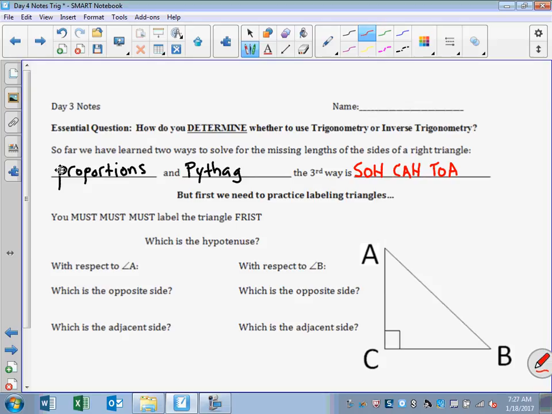So the first question it asks us here, if we're looking at this right triangle, is which is the hypotenuse? If we look at our diagram, we see that the right angle is at C. Across from it is the hypotenuse. So the hypotenuse is AB.